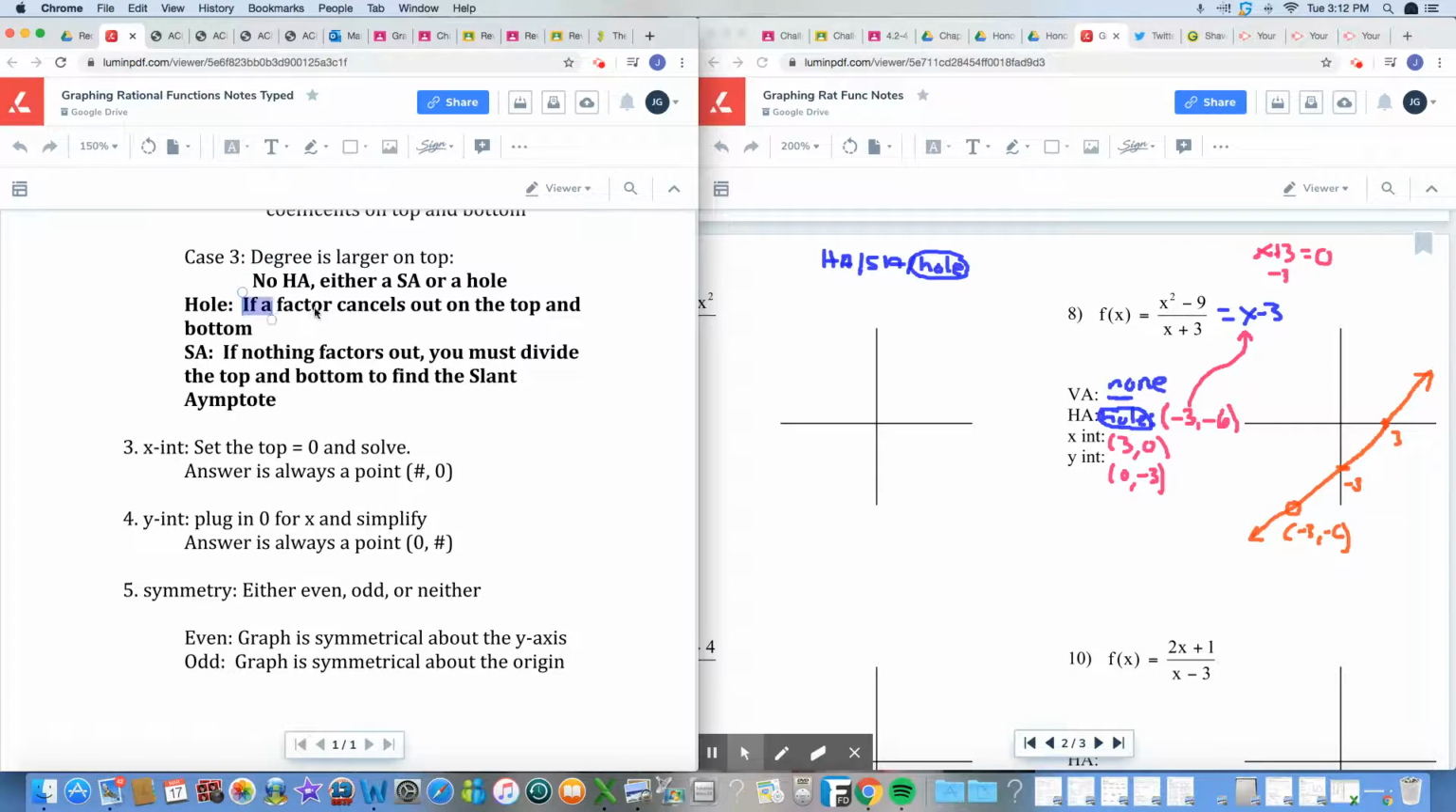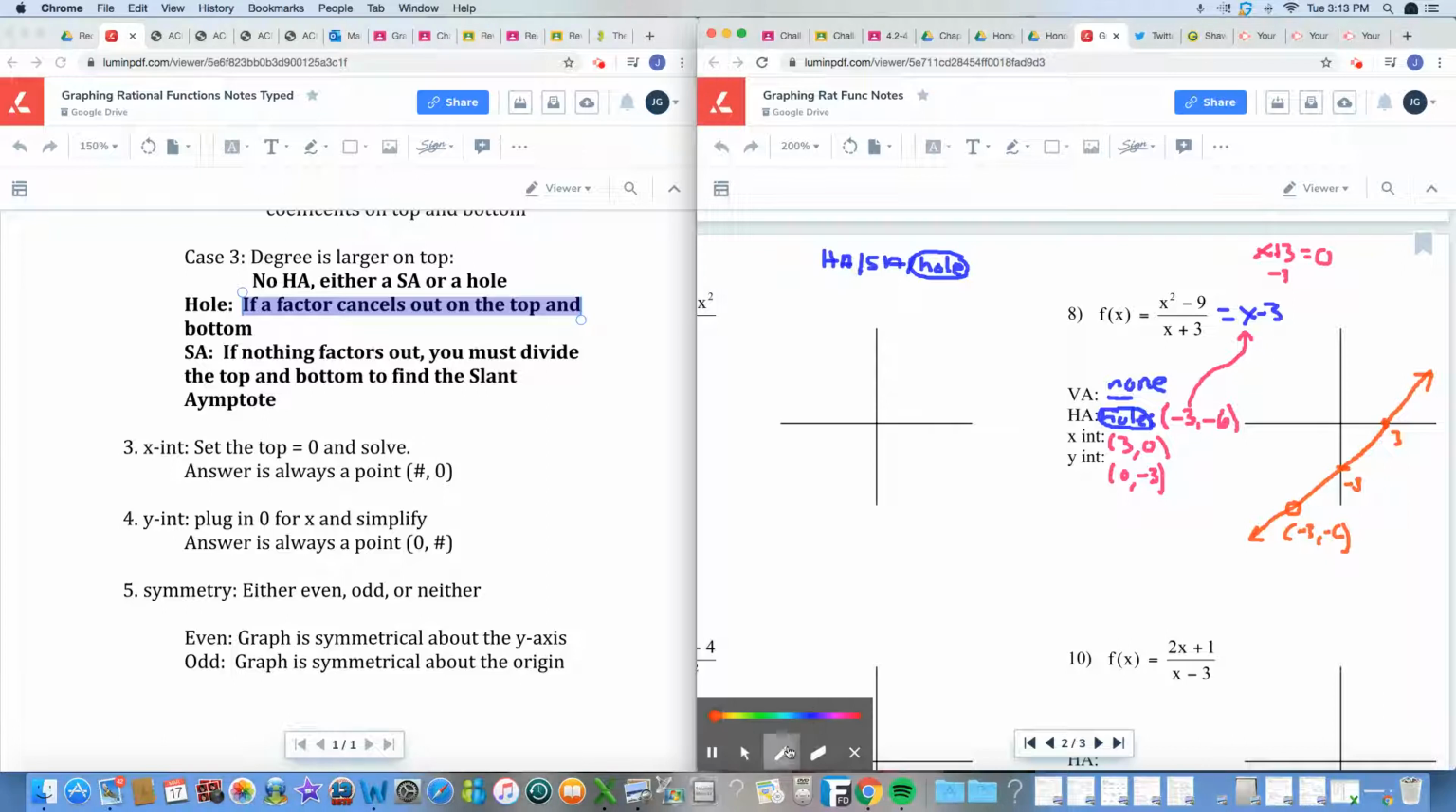And the reason it's a hole is because a factor cancels out on the top and the bottom. So x squared minus 9 went to x minus 3, x plus 3. All right, cancel that out, and we are left with just x minus 3. But since a factor canceled out on the top and the bottom, that's why it's a hole. To figure out where the hole came from, whatever factor canceled out, which was x plus 3, we set it equal to 0. We got negative 3. That is where that negative 3 comes from, right here. That's what makes that equal to 0. We then plug that in for x, which is negative 3 minus 3, which is negative 6. That's where we get the point from.